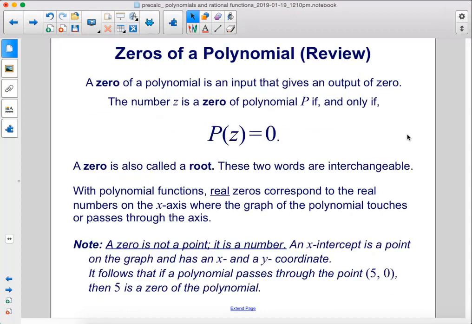A zero of a polynomial is an input that gives an output of 0. The number z is a zero of polynomial p if and only if p of z equals 0. A zero is also called a root. These two words are interchangeable.